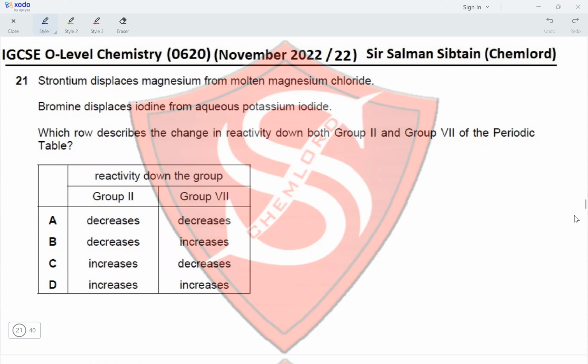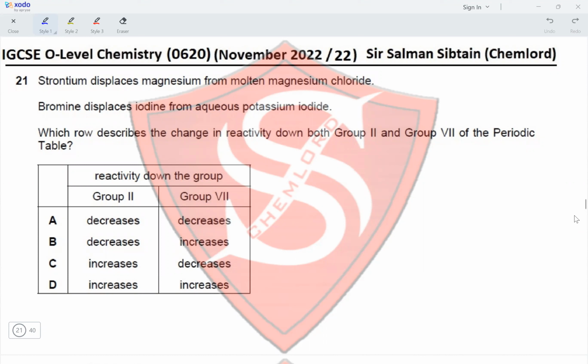Strontium displaces magnesium from molten magnesium chloride. Bromine displaces iodine from aqueous potassium iodide. Which row describes the change in reactivity down both group 2 and group 7 of the periodic table?